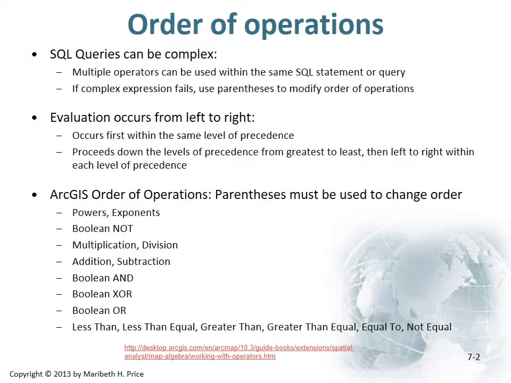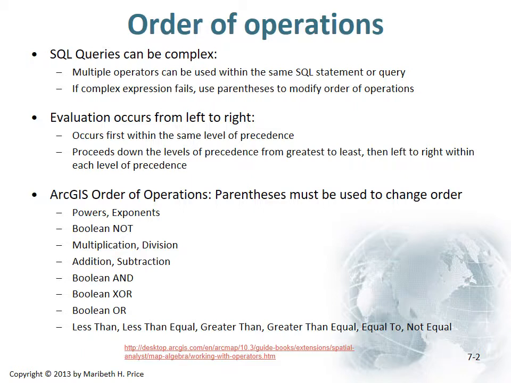If you do build a very complex expression and it fails to work, then you use parentheses to modify the order of operations. Okay? The evaluation of the SQL statement occurs from left to right. It occurs first within the same level of precedence, the same order of operation, and then it proceeds down the levels of precedence from the greatest precedence to the least, and left to right within each level. And so what are the levels in ArcGIS?